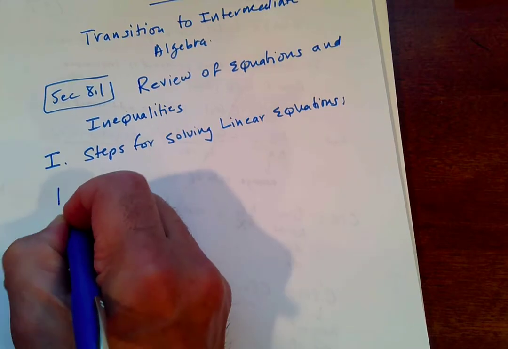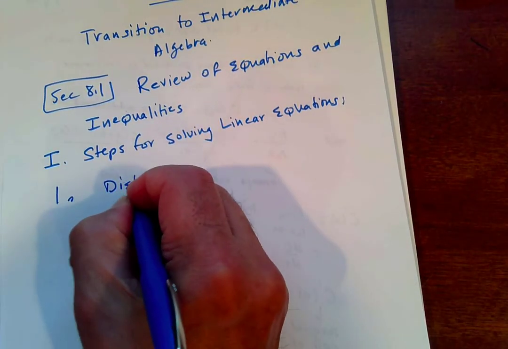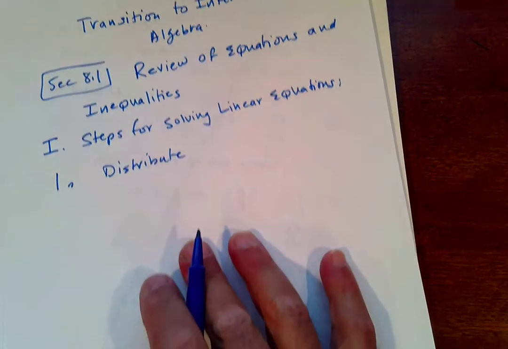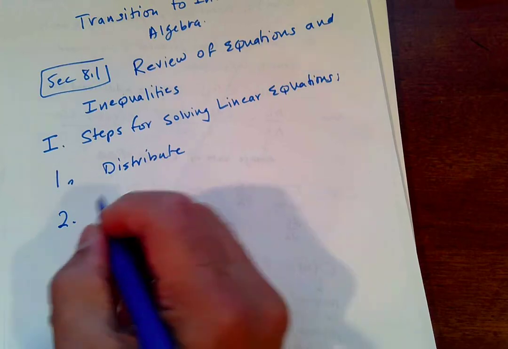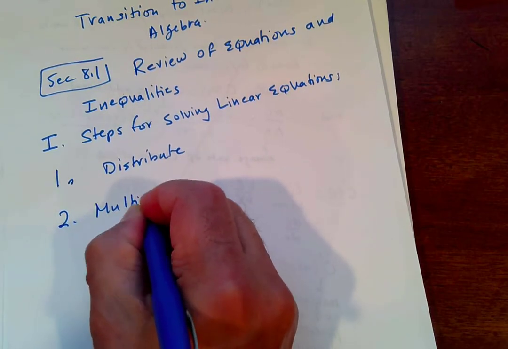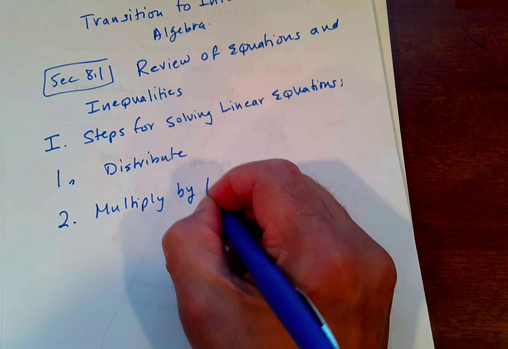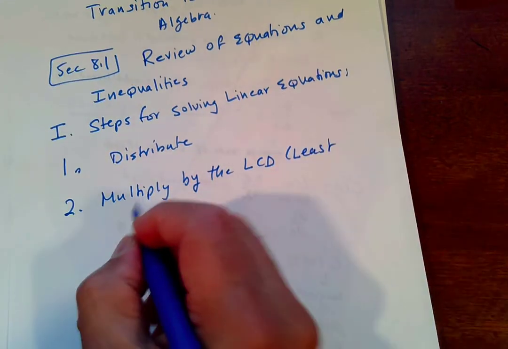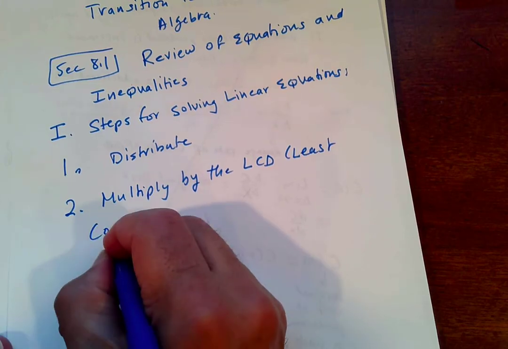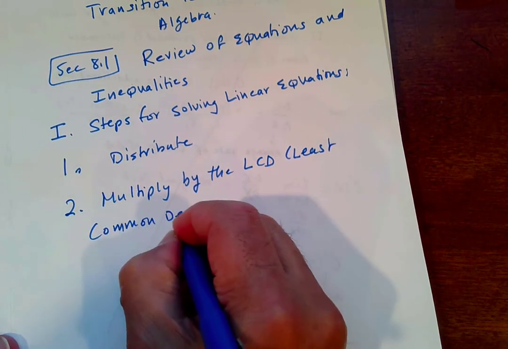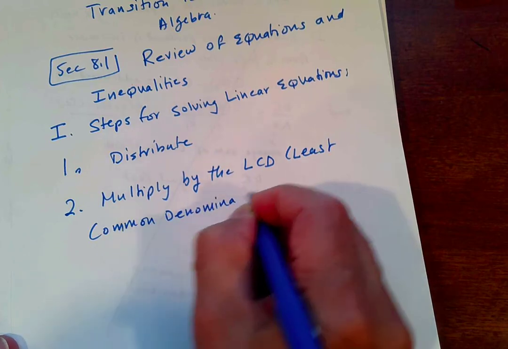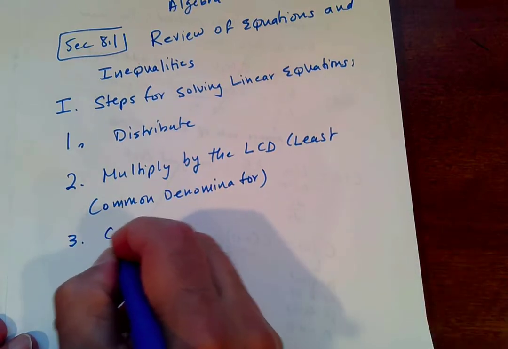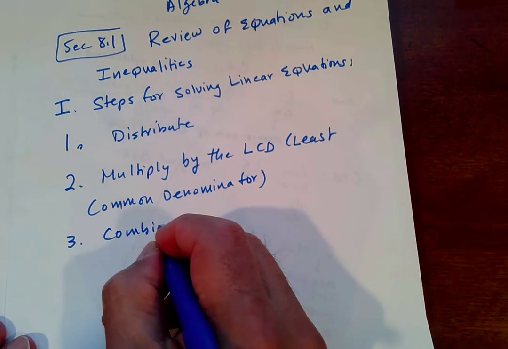The first step is to distribute. And why do we distribute? So we can clear out all the parentheses. Then we want to clear out all the fractions by multiplying by the LCD, the least common denominator. And then we want to combine like terms, the numbers together, the x's together.